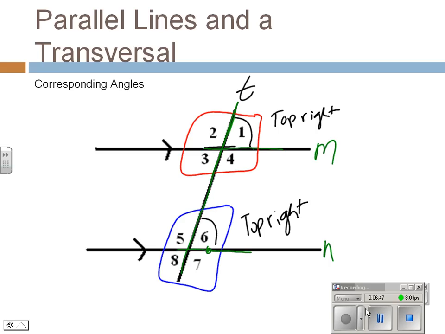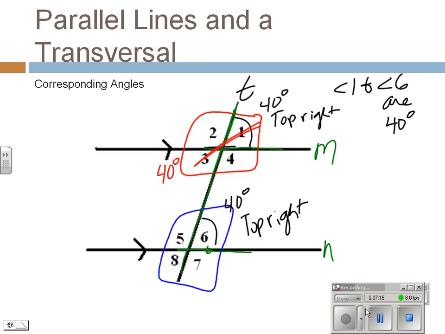Let's go ahead and put an angle measure in here. So let's just say that this is 40 degrees. We're going to also say that this is 40 degrees then because these are corresponding. So angle 1 and angle 6 are 40 degrees. From here, let's say that we also know that this is 40 degrees because of vertical angles. So vertical angles are congruent. 1 and 3 are 40 degrees.